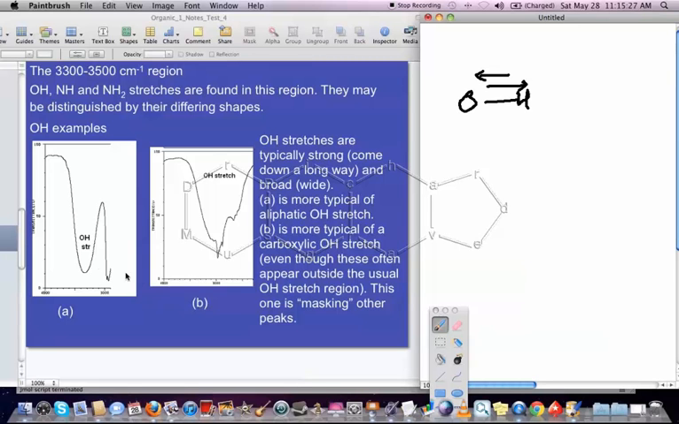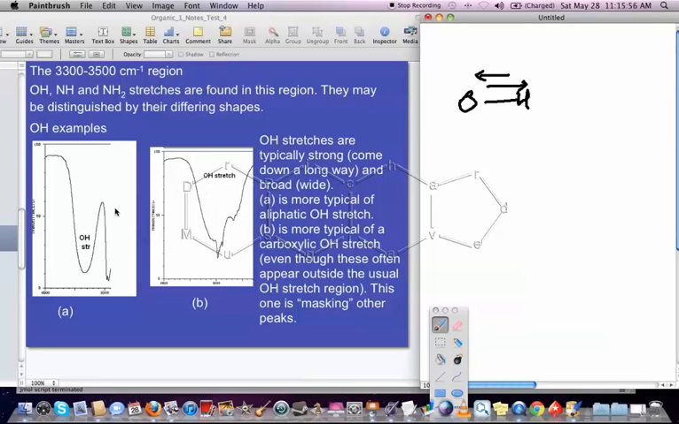It turns out that alcohols have fairly broad OH stretches, broad meaning a wide peak, and they are fairly strong, which means they come down a long way. So you'll often hear me use those two terms, broad and sharp, which describe the width of the peak, and weak and strong, which describes how far the peak goes down. Strong would come down here, weak maybe up here.